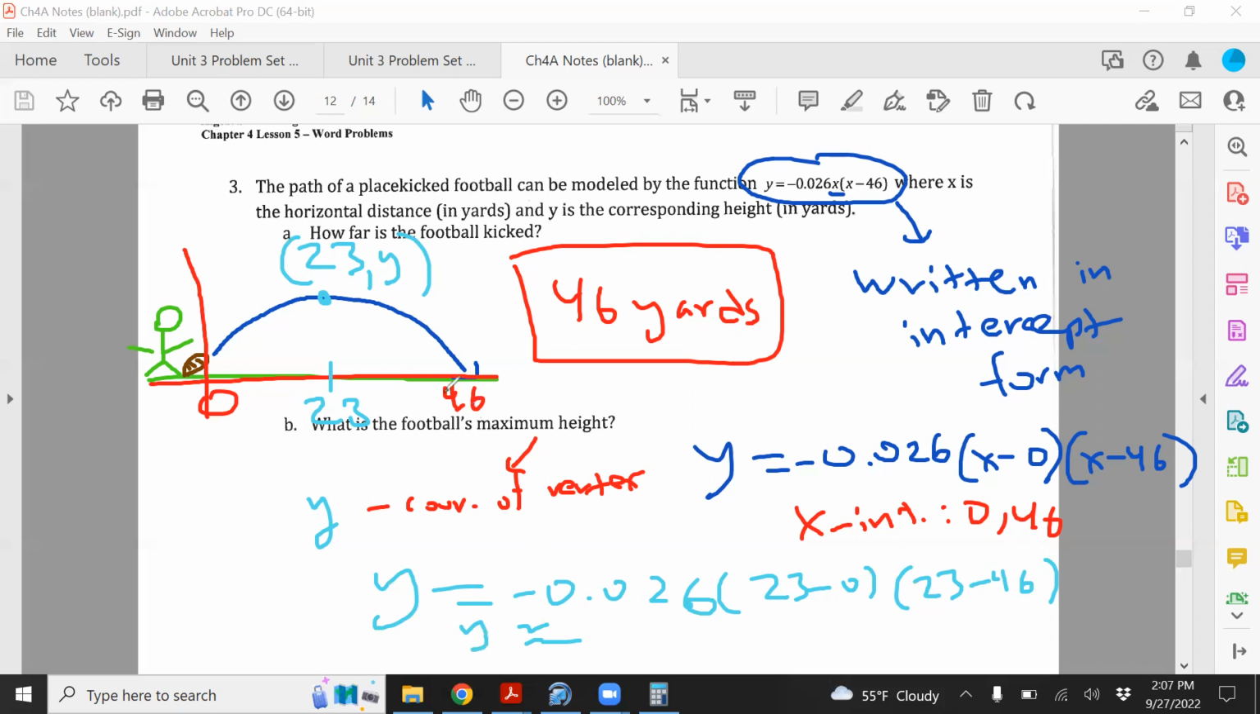Yeah, and I'll have to use a calculator to work that one because I can't do it in my head. I got 14.75. Okay, I believe you. So that means the maximum height's around 14 yards. Yeah, let me get a calculator and do it for you guys.